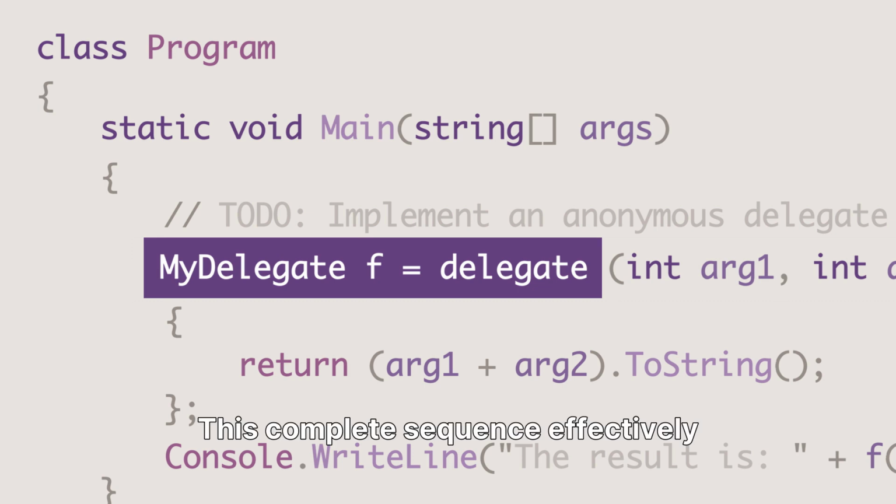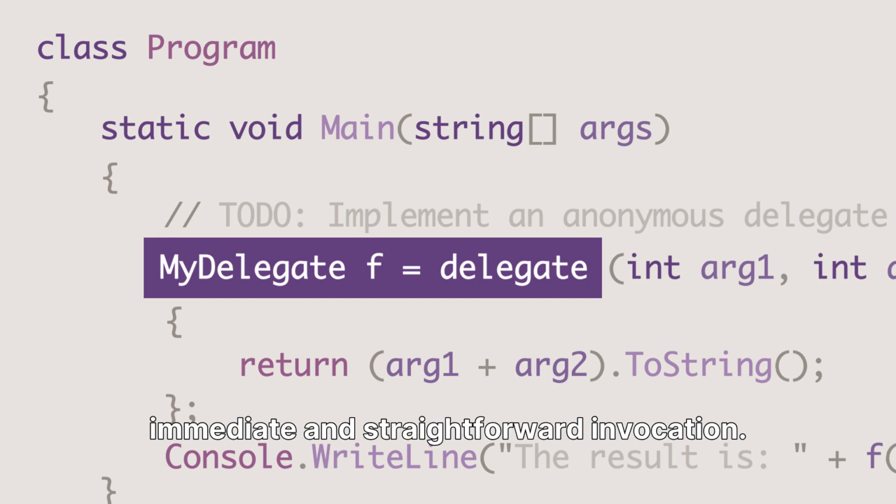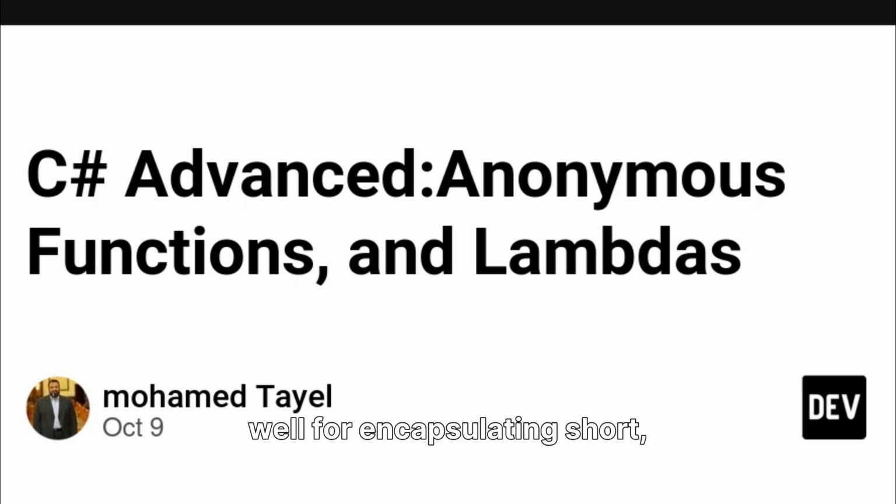We pass a specific integer value as an argument, triggering the execution of the anonymous method's defined logic. This complete sequence effectively demonstrates the entire life cycle of an anonymous method, from its direct creation and definition within the code, through its assignment to a delegate instance, and finally to its immediate and straightforward invocation. Anonymous functions excel particularly well for encapsulating short, simple, and highly specific operations that are intended for a single, one-time use. They prevent the need for creating separate, named methods that might clutter your codebase.